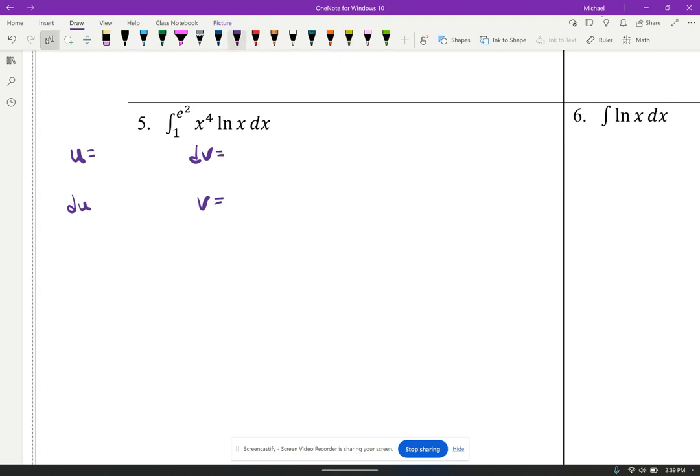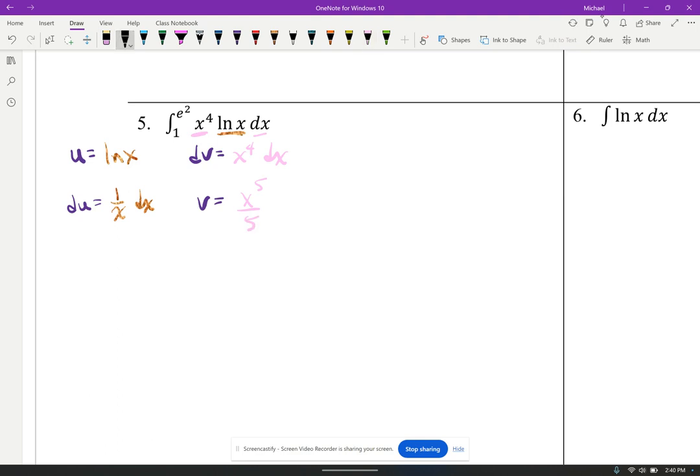So because of that, I'm going to choose this to be ln of x, and I'm going to choose this to be x to the 4th. And actually, you know what? Let me change the colors so that they match what we were doing before. The natural log of x is my u, and then my dv is x to the 4th dx. Why? Because finding the derivative of the natural log of x is easier than finding the antiderivative of the natural log of x. So this would be 1 over x dx. And then on this side, the antiderivative of x to the 4th, well, I'm supposed to add 1 to the exponent and divide by the new exponent.